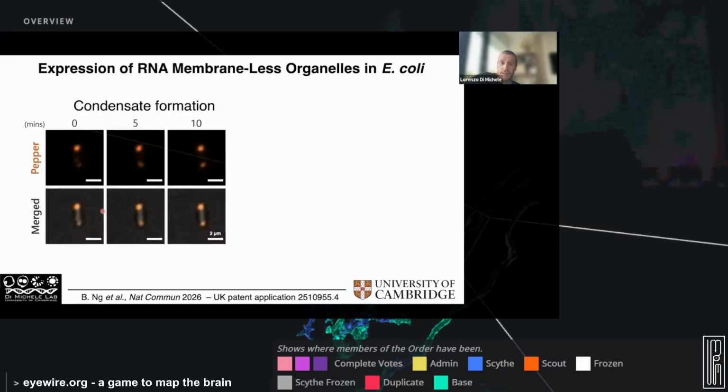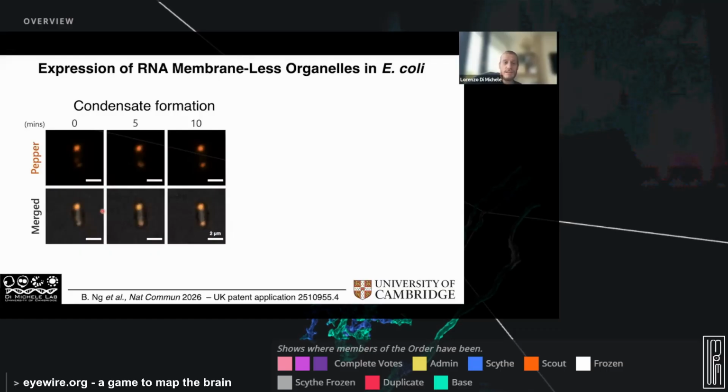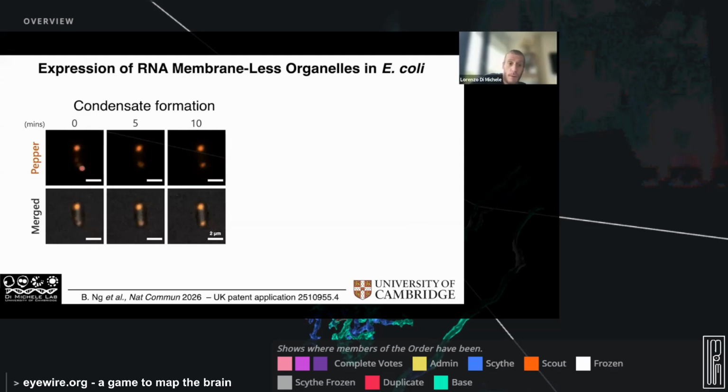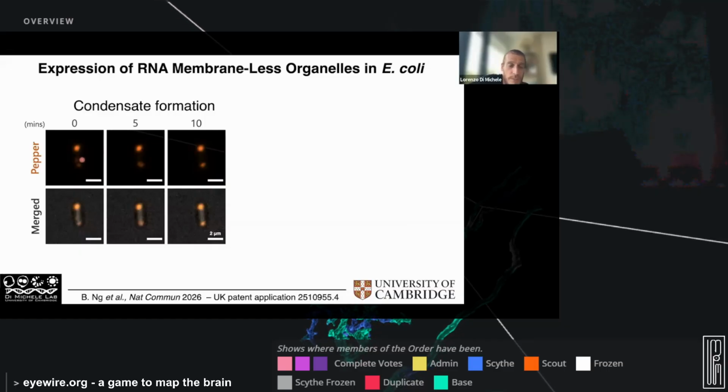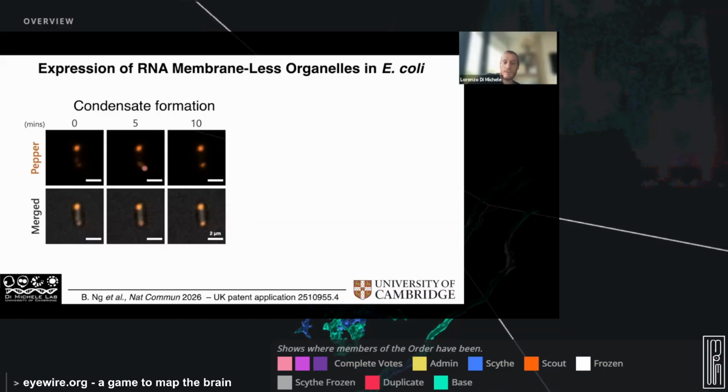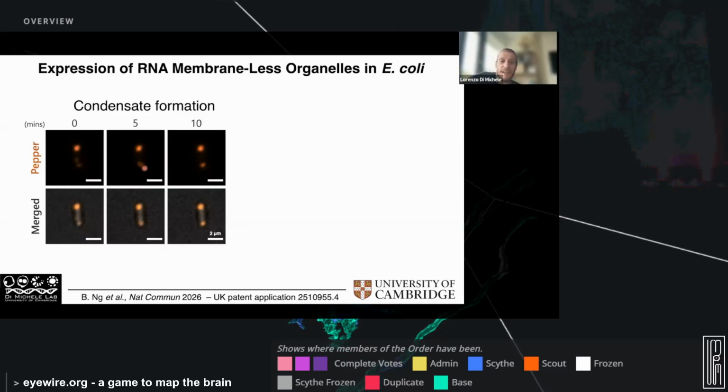There's some interesting things to notice. The condensates might be localized at the poles, but it doesn't mean that they form at the poles. In fact, if you look at videos of these cells expressing the condensates, you can see that quite often they form little droplets in the middle. You can see next to my laser pointer, and then these droplets get pushed towards the poles. So you might be wondering why these condensates are pushed towards the poles of the cell.